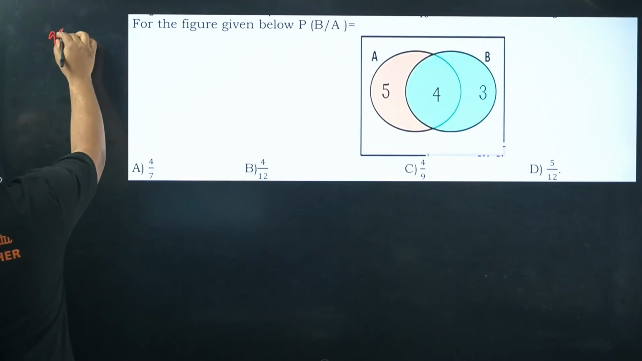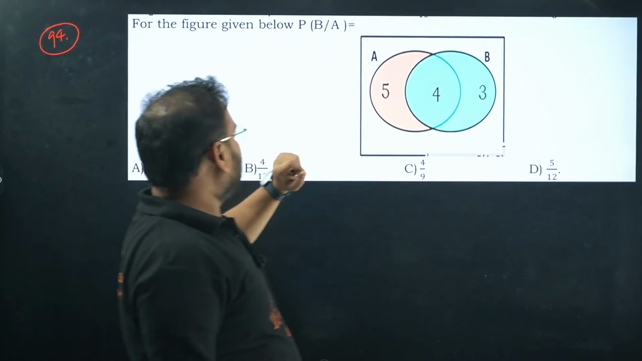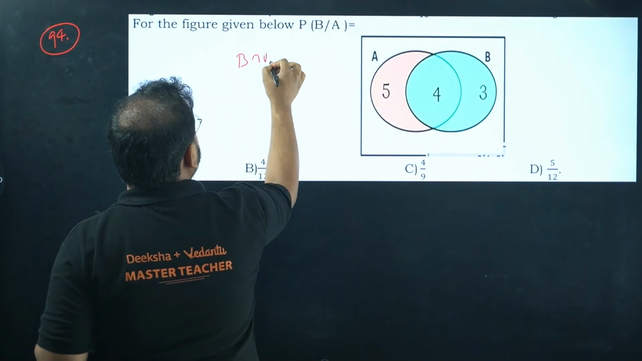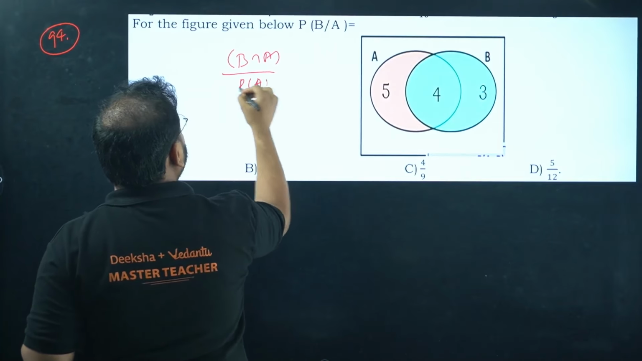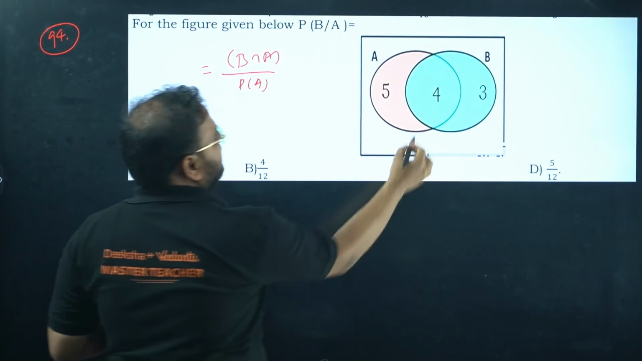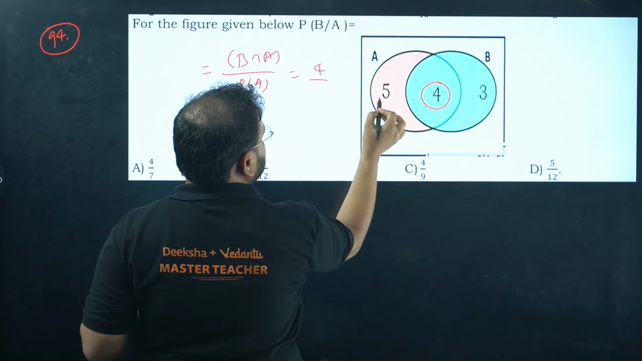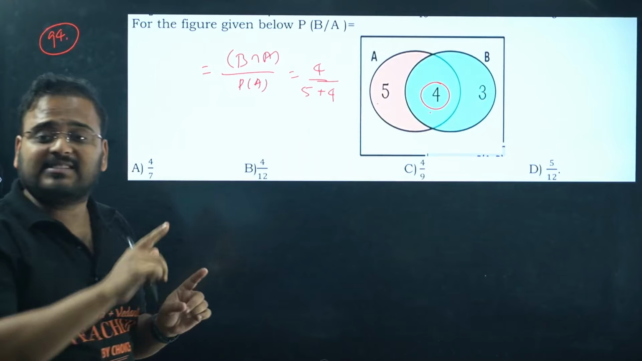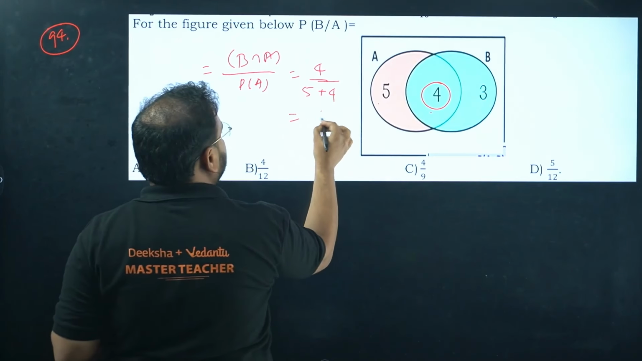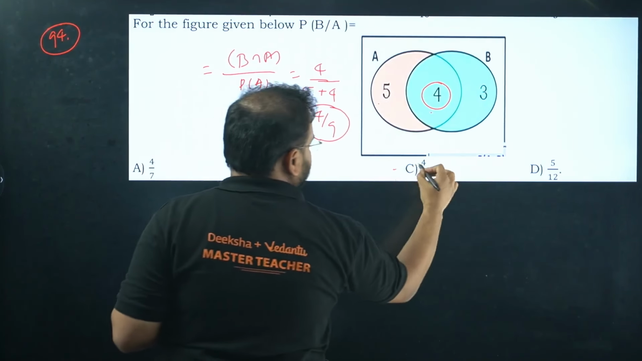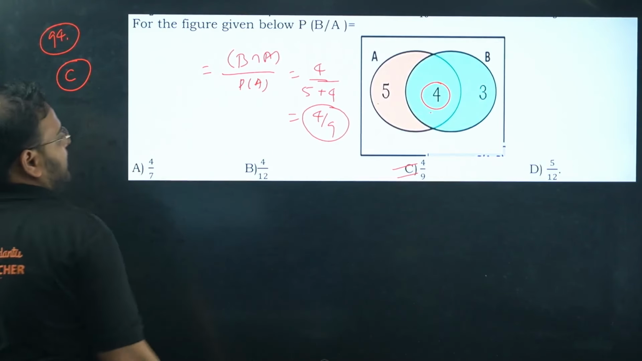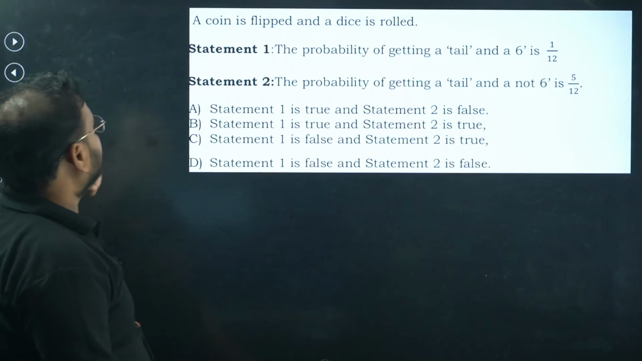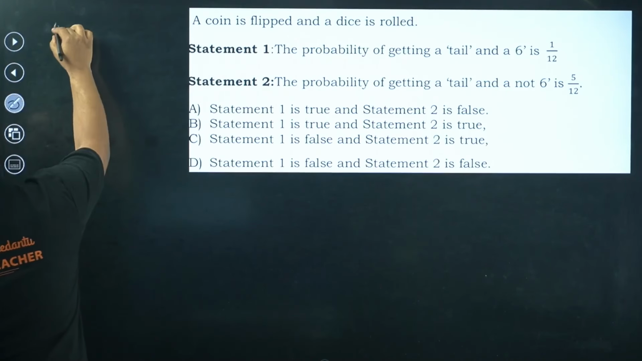94. For the figure given below, P(B|A) is what? P(B|A) is given by P(B intersection A) upon total probability of P(A). Intersection is given as 4. Total is what? 5 plus 4. You guys make mistake, only take 5. That is only 5. They're saying total P(A). So 5 plus 4. Answer will be 4 by 9. Option is C. Clear? Got it? Do not make silly mistakes. Now question number 94 is done.